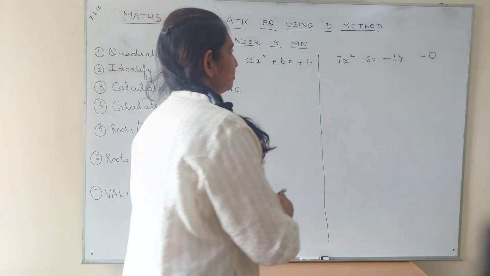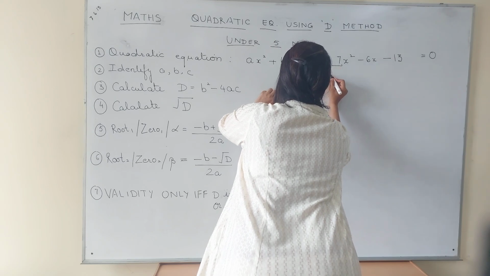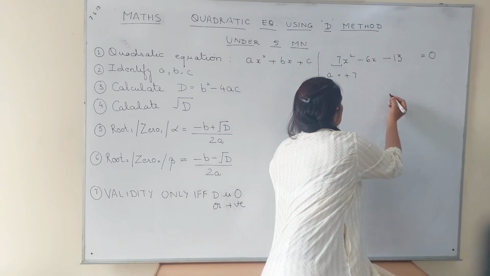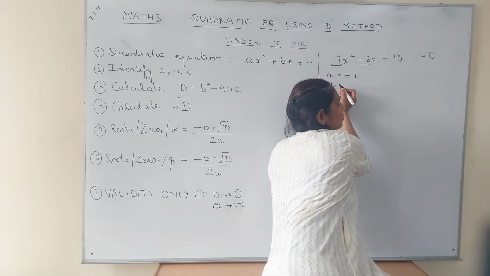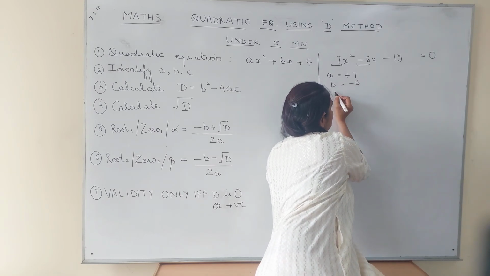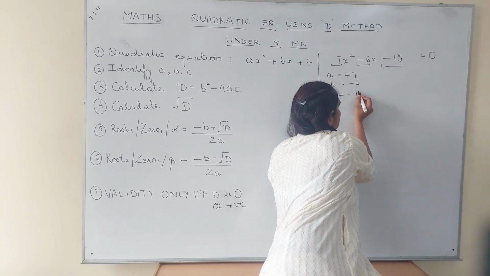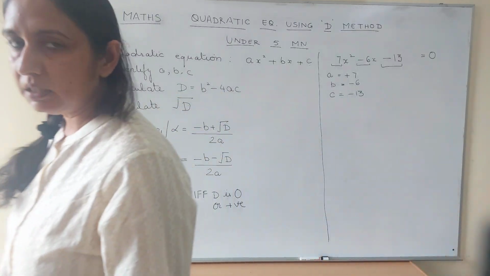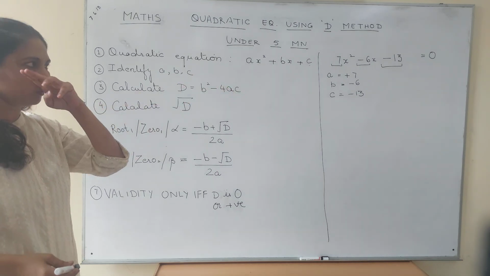Let's do that. So what is a? According to this equation, a is equal to plus 7. What is b? Coefficient of x is called b, so b is equal to minus 6, and c is the constant term, which is minus 13. So the first step in solving using the D method is identifying a, b, c, the coefficients.